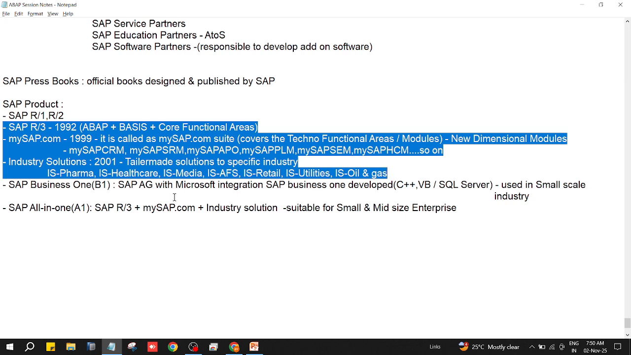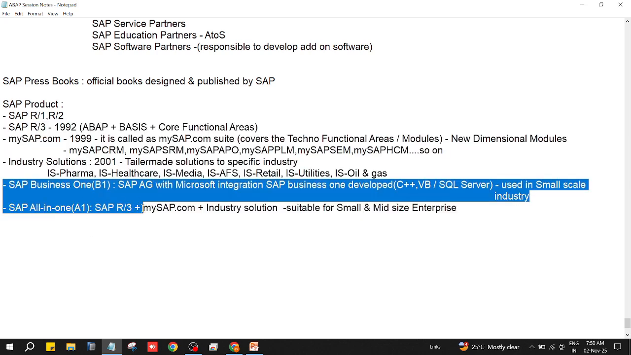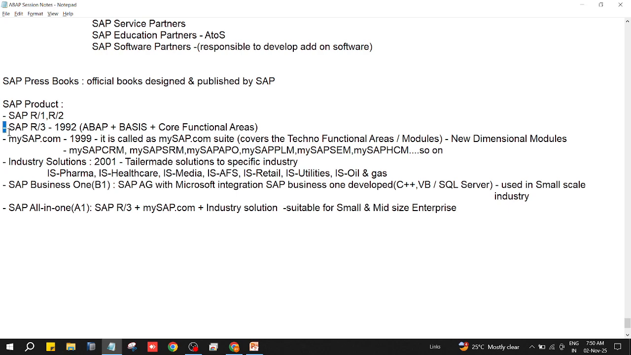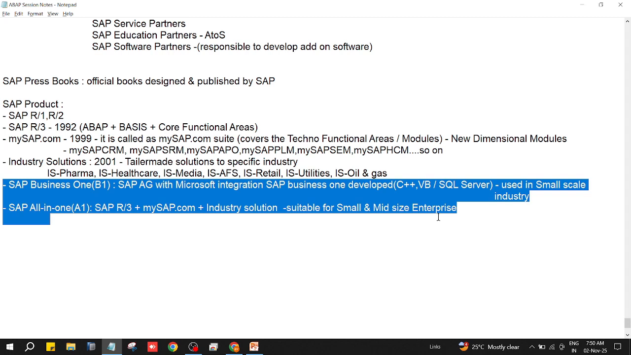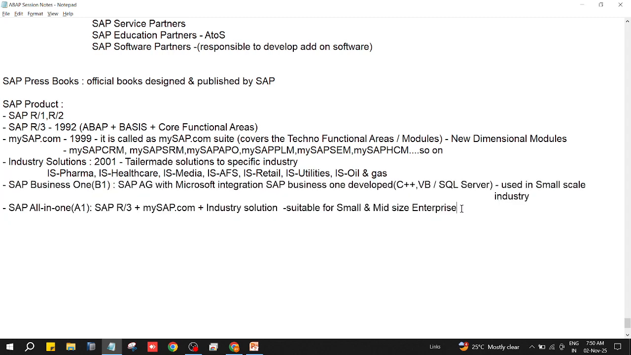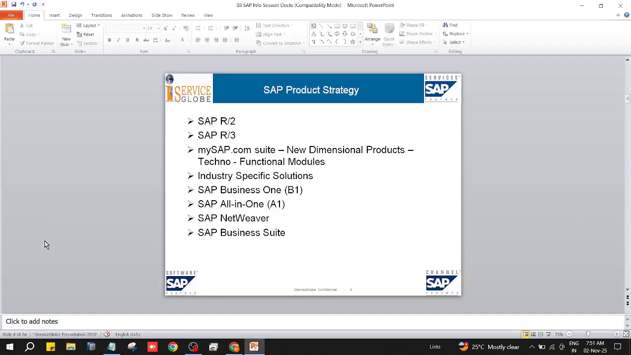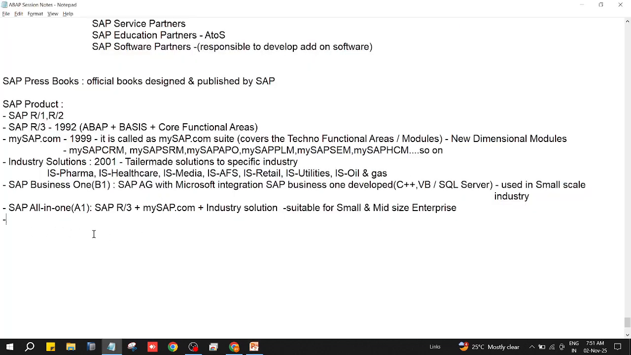Then come to the next level. Here we have two things: B1 and A1. B1 and A1 are suitable for small and mid-size companies. So initially they focused on large-size companies. Later on, they came up with a solution for small and mid-sized companies also, in order to capture the entire market. Yes, it happens. I don't remember when B1 was launched, when A1 was launched. You can refer to it from the next level. So here SAP NetWeaver was launched in the year 2004.